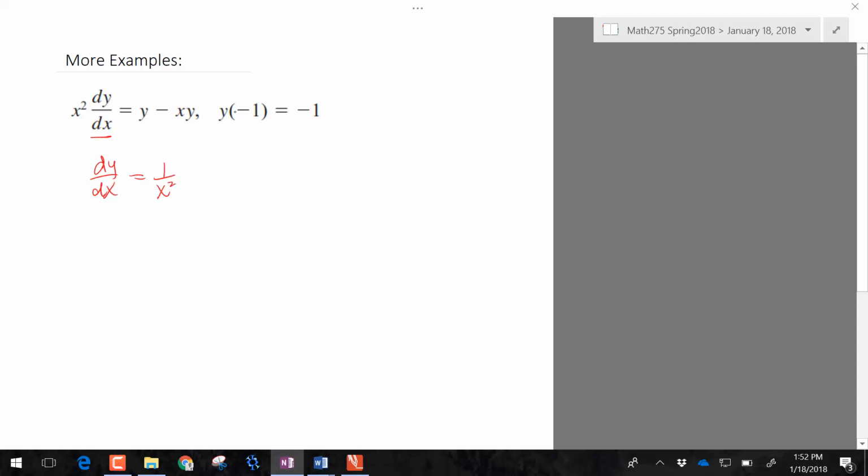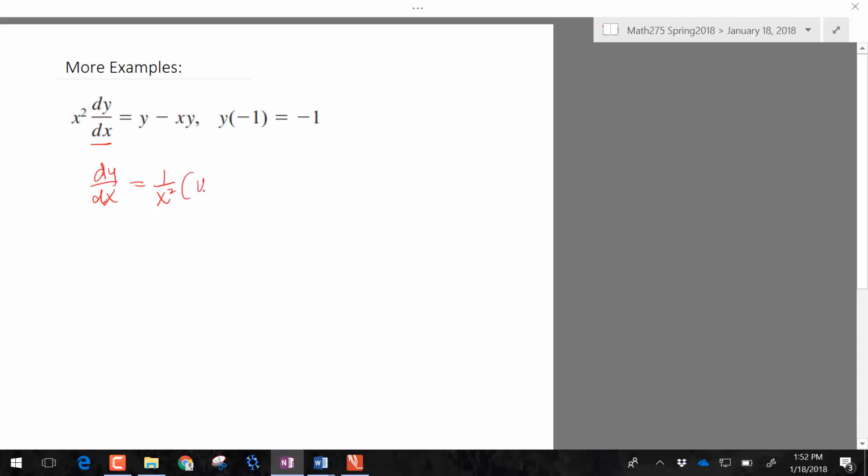And good thing that x is okay to be 0 here. Your interval should contain -1. And then y minus xy. Now, it's not quite separated yet. Any ideas to try to separate this? Yeah? Factor out a y. Y over x squared times 1 minus x.